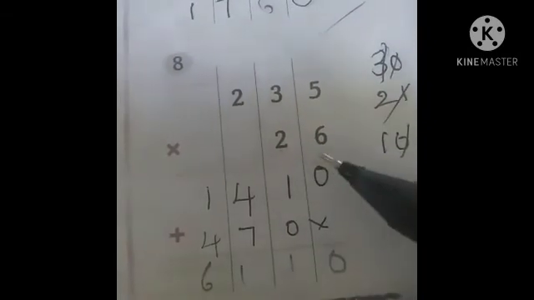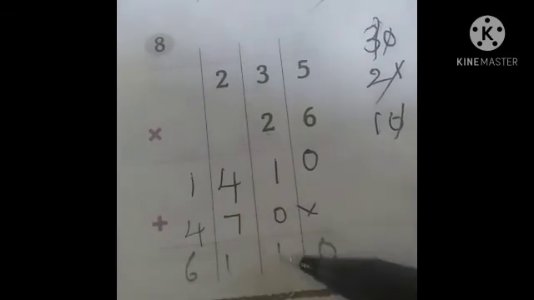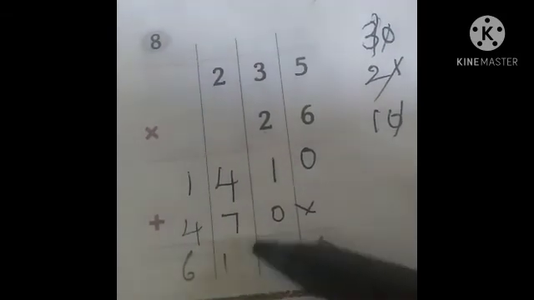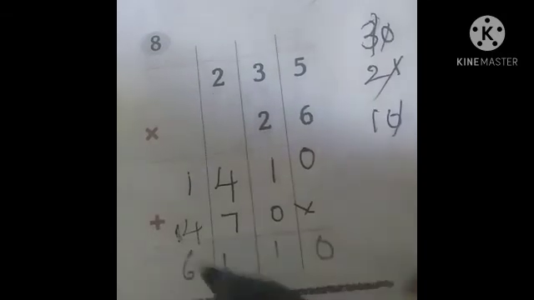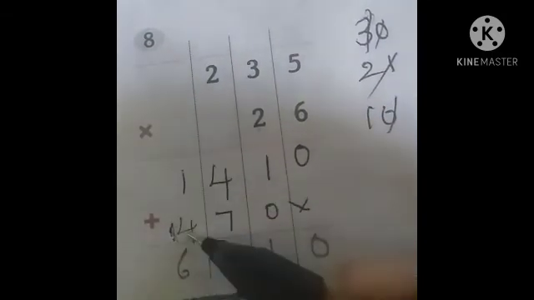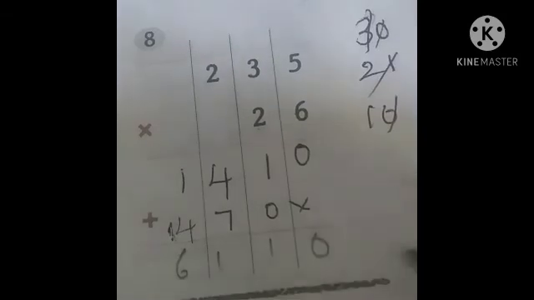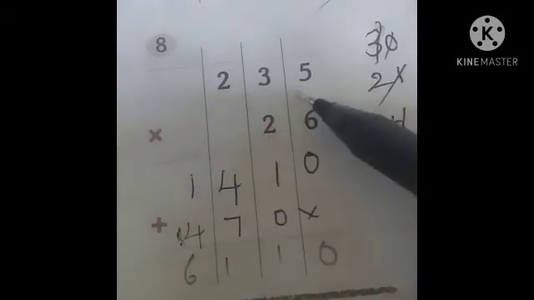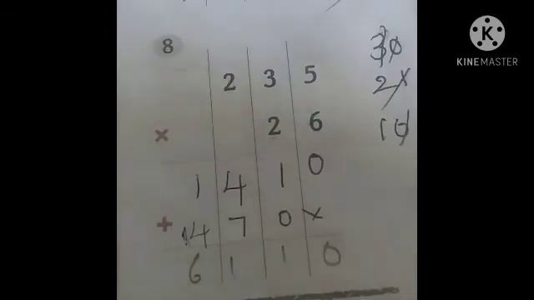Okay. Now add these two products. 0. 1 plus 0, 1. 4 plus 7, 11. So 1 write up, 1 write down. Okay. 4 plus 1, 5. 5 plus 1, 6. 6110. 235 into 26 is equal to 6110.